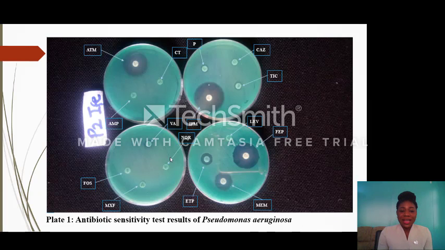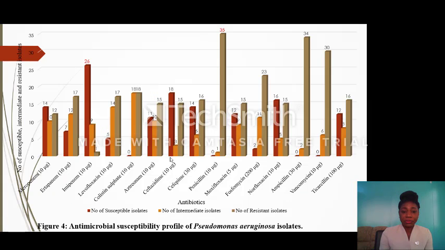Here is a plate showing the antibiotic sensitivity test results of Pseudomonas aeruginosa. 15 different antibiotics were tested against all isolates of Pseudomonas aeruginosa that were obtained. And of course, these 15 different antibiotics fell into 8 classes of antibiotics. These 15 are of different disc concentrations.